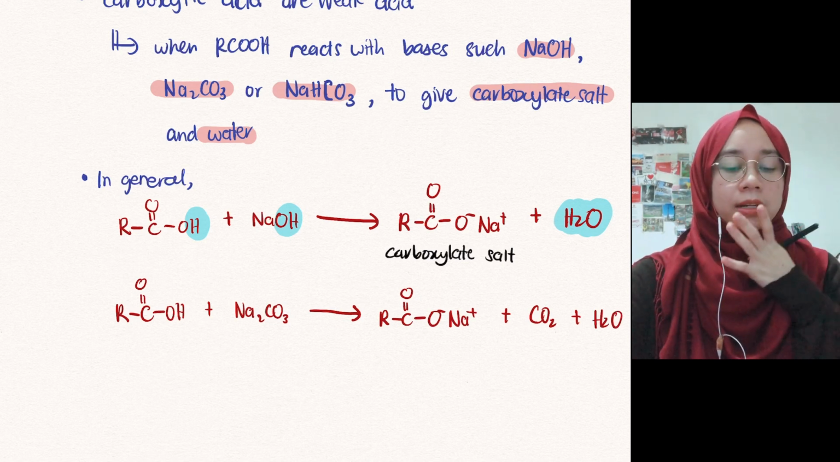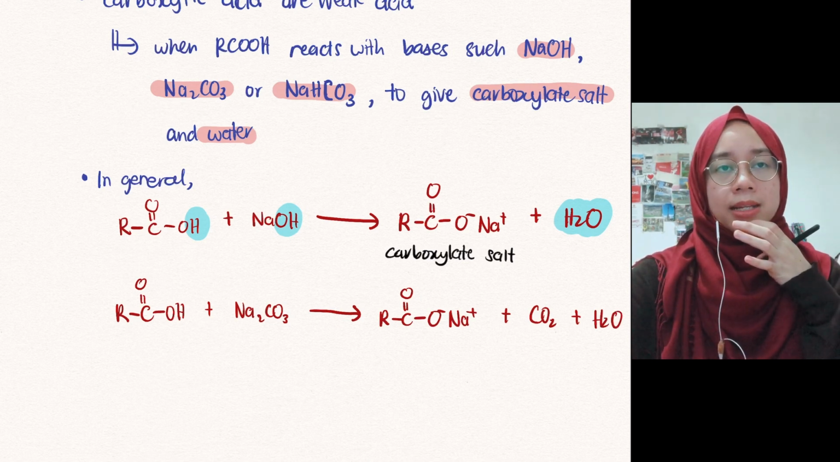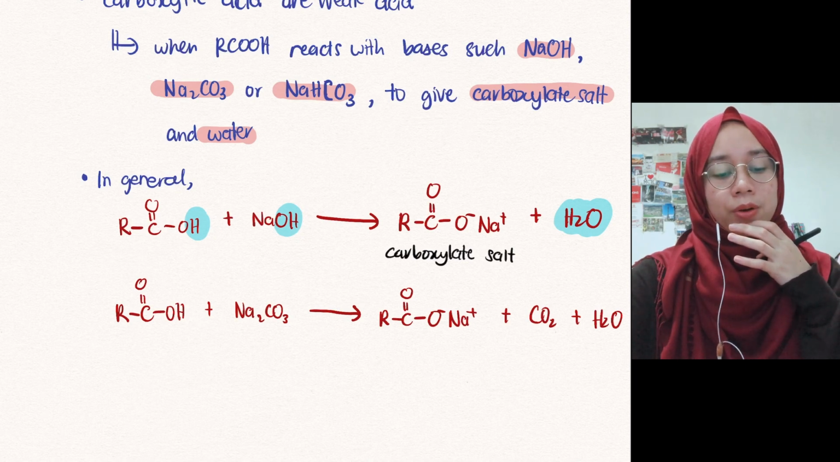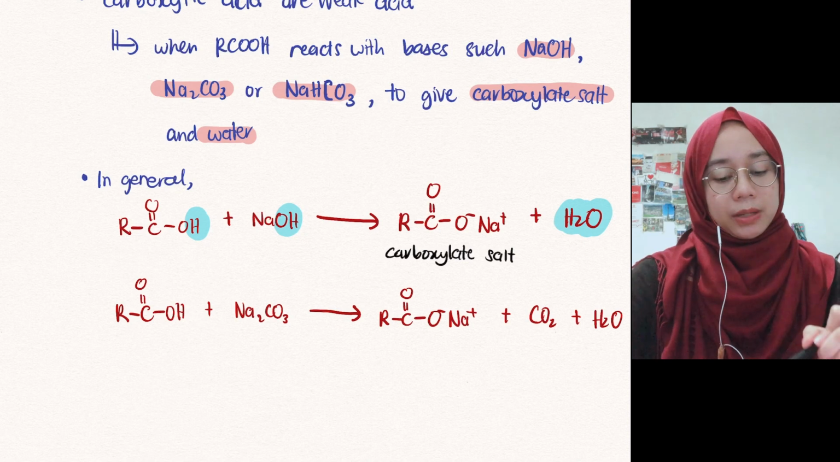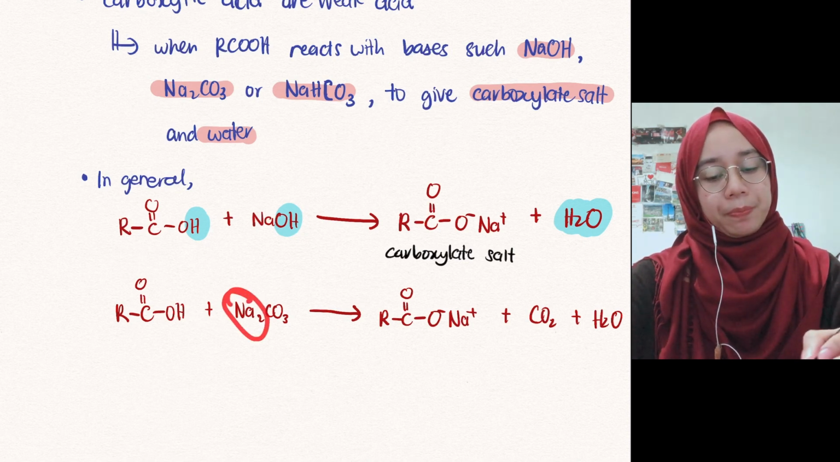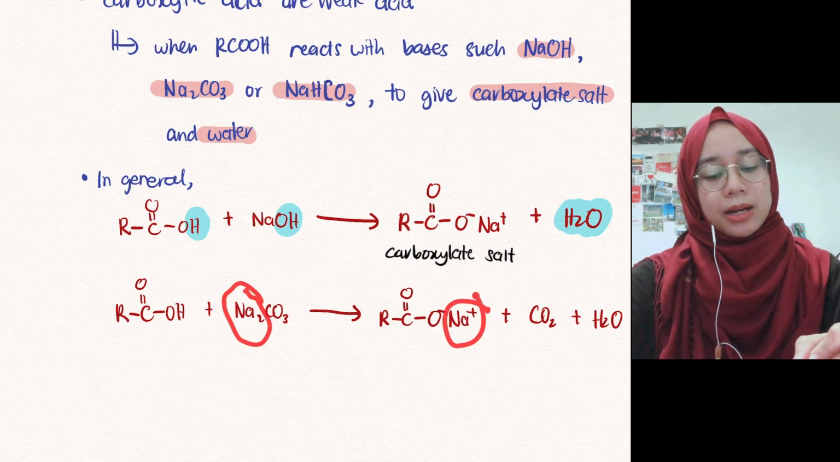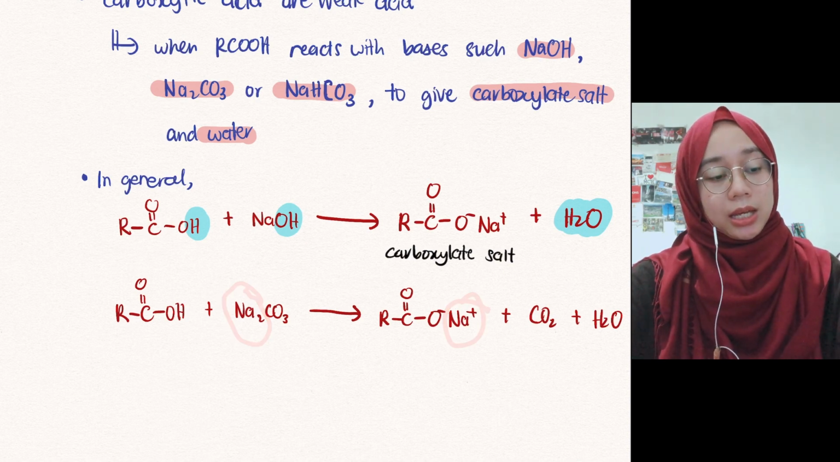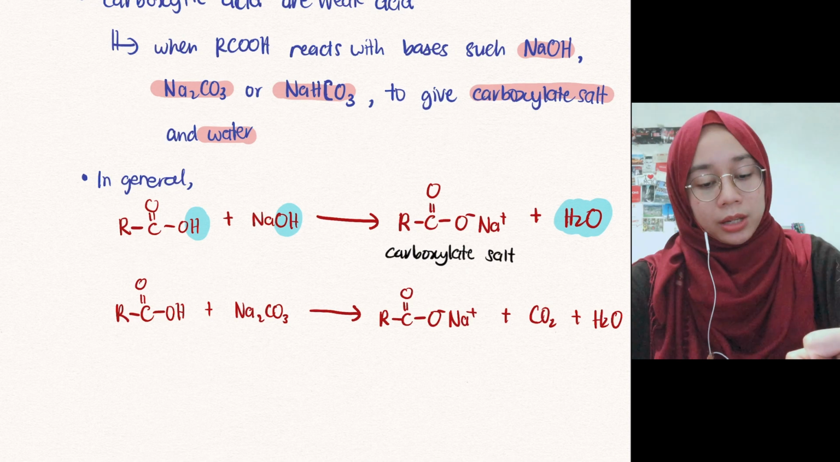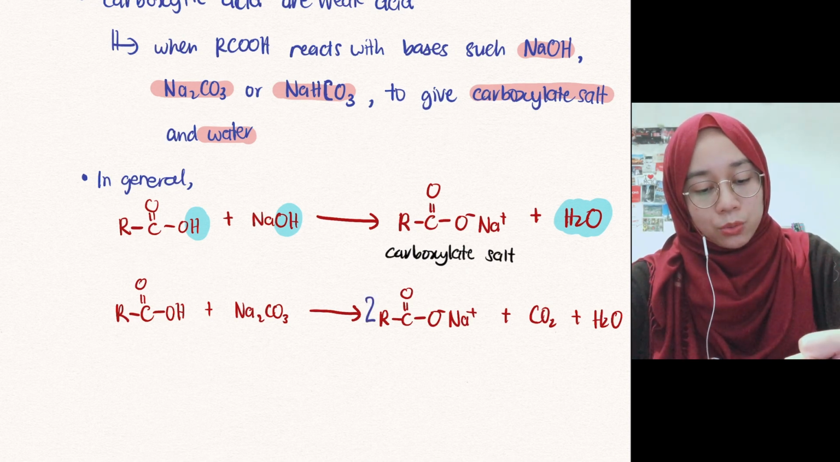But then this one we need to balance it. So how do we balance this? Apa yang perlu? Sebab sodium, as you can see here, sodium ada 2 di sebelah kiri, 1 di sebelah kanan. So automatically kita punya salt ni perlu ada 2 lah kat depan ni.